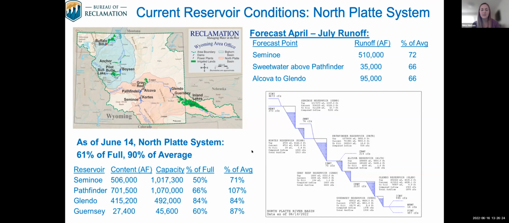So the total conservation storage capacity of the North Platte reservoir system is approximately 2.8 million acre feet. And as of June 14th, the combined storage content in the North Platte reservoirs was about 1.8 million acre feet, which is about 90% of our 30-year average. Next slide.